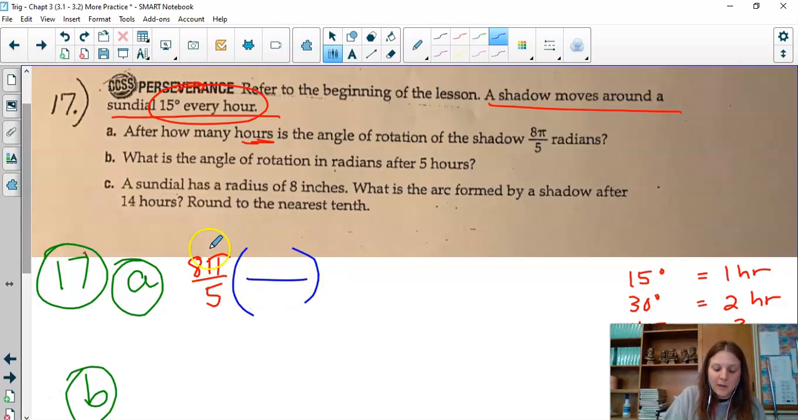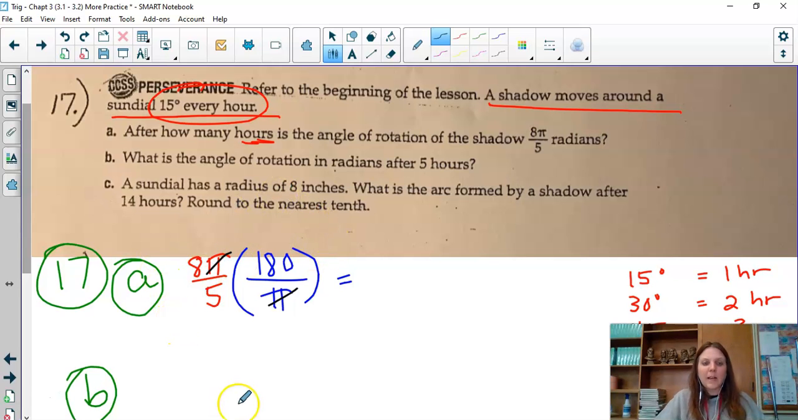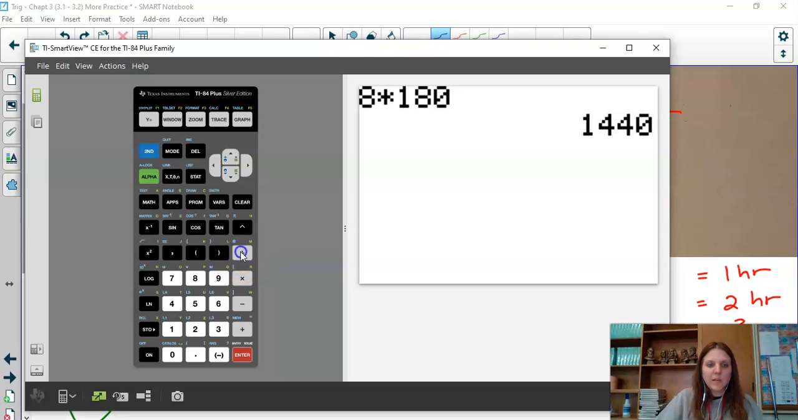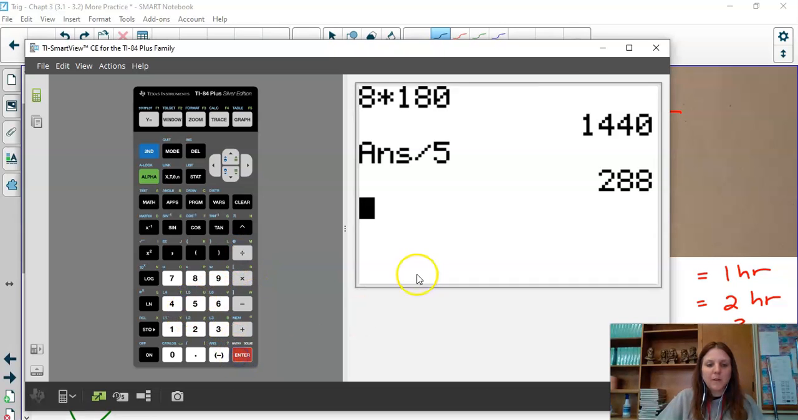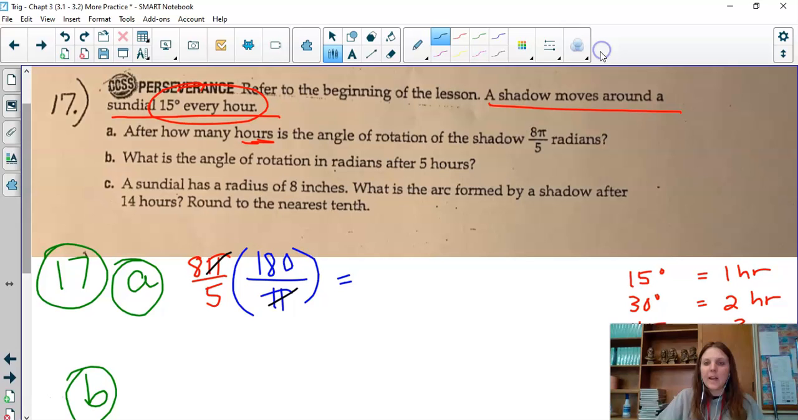Okay, so to do that, get rid of the pi, 180. The pi's will cross out, and you're going to be multiplying 8 times 180 and then dividing by 5. Okay, so I got 1440. I'm going to divide by 5, and I get 288 degrees. Now, this is not my answer. This is just the number of degrees.